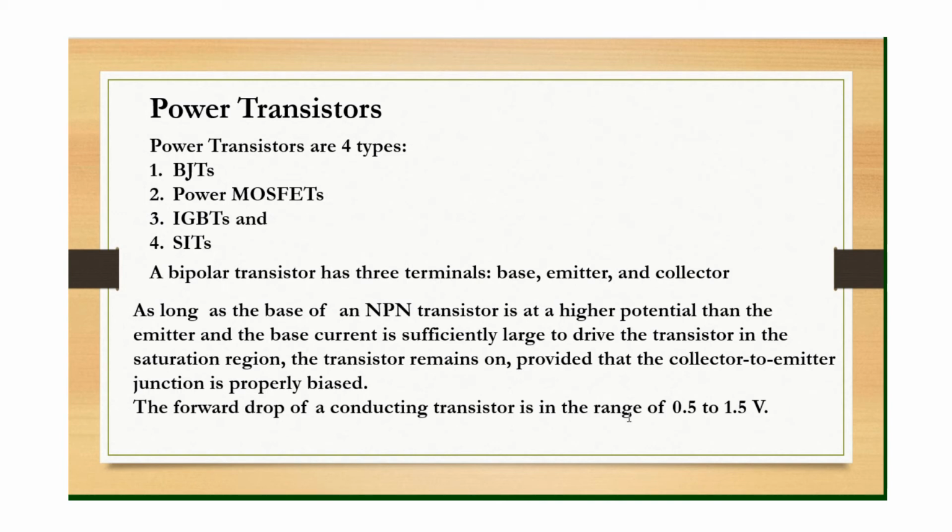So the transistor remains on, provided that the collector to emitter junction is properly biased, and it has to be maintained at a constant voltage. Typically the voltage drop of a conducting transistor is in the range of 0.5 to 1.5 volts. That's a brief recap of what you've already studied. Obviously, we'll be discussing in detail.